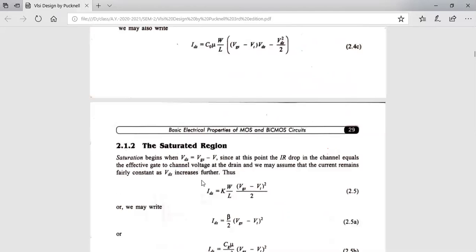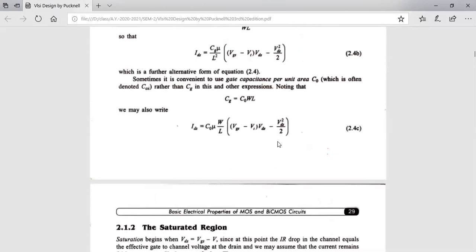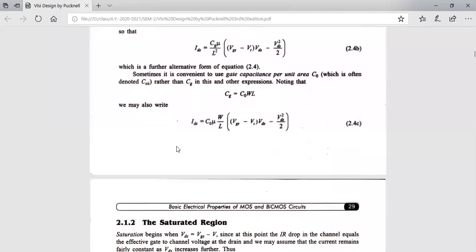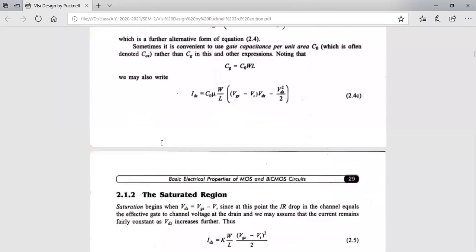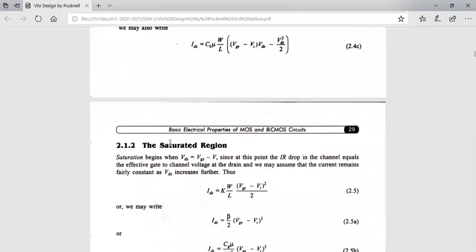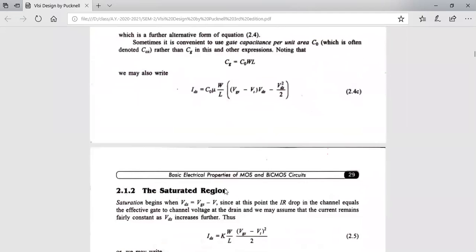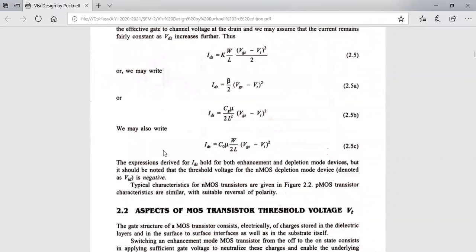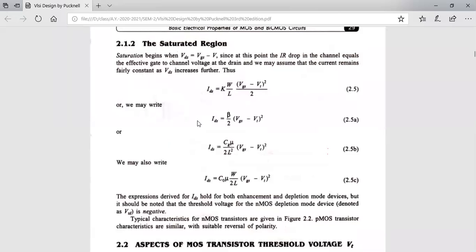What is this? Saturation region means this VDS by 2 total thing will be made 0. VDS is the drain to source voltage. Saturation means the drain to source voltage near the drain will be almost 0, so we have to substitute this part as 0, and we further modify the same equation. It will be like this. That is the relation between IDS versus VDS in saturated and non-saturated regions.